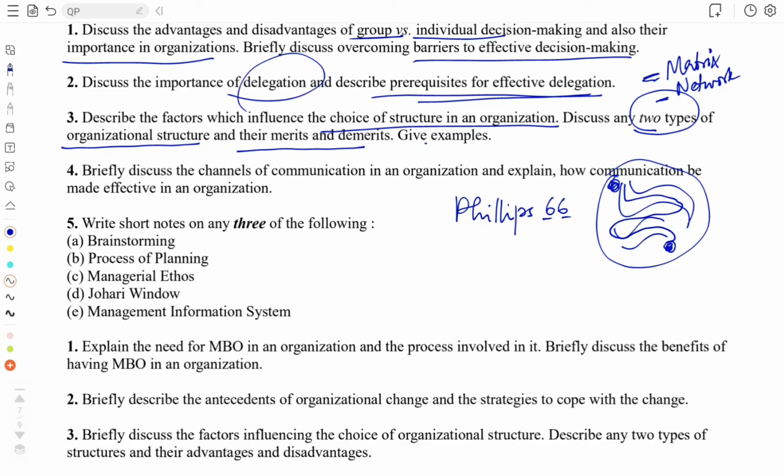Then we have brain writing, where individuals brainstorm, and then whatever ideas they get, they will document it. And once they document it, that document will be shared with the group, and then they will all discuss. Okay, so that is brainstorming.